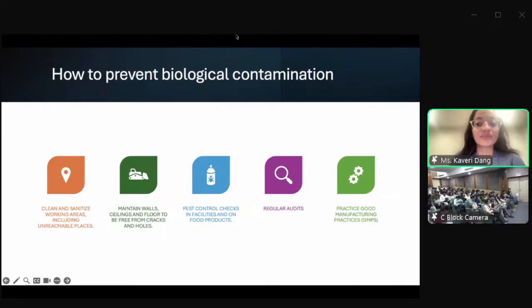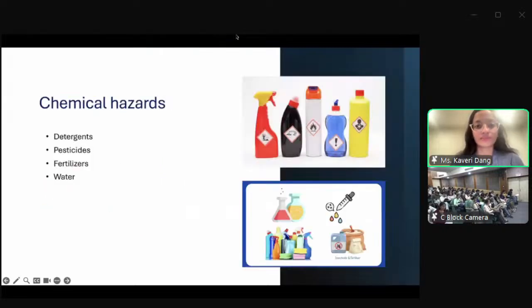And the last one is practicing good manufacturing practices. Now, these GMPs have multiple areas to focus on, like appropriate PPE. PPE is personal protective equipment. So, appropriate PPE, wearing hair nets so that our hair is not loose, using gloves near the facilities and not touching the food with bare hands, and washing hands very frequently. So those are GMPs that need to be in place.